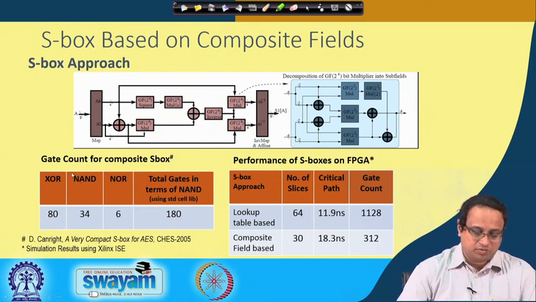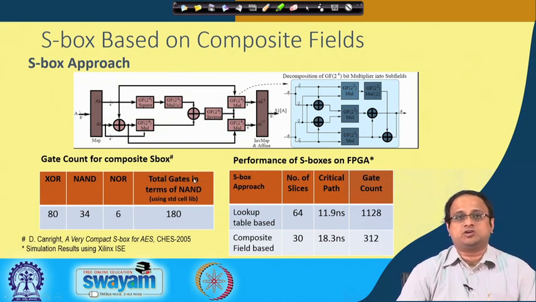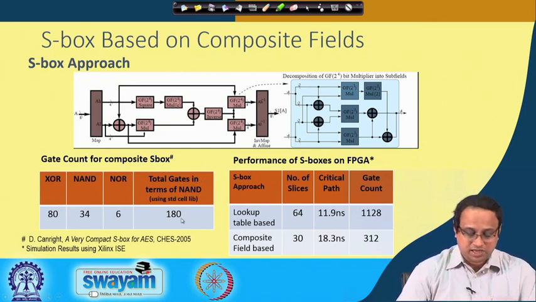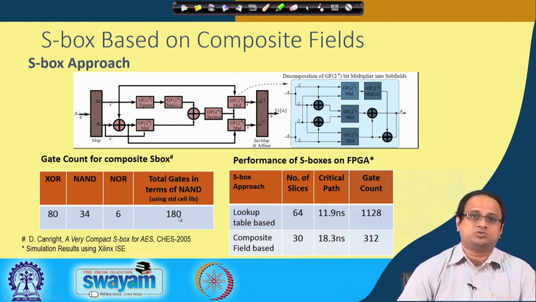For example, when measuring the gate counts for composite SBox implementations, here are some figures which have been provided to us. When you are calculating the composite SBox implementation, you can see the number of gates required for this design. The number of XORs is something like 80, the number of NAND gates is 34, the number of NOR gates is 666, and then the total number of gates in terms of NAND. This is called the gate equivalent, when you represent the entire gate requirement in terms of two input NAND gates. For standard cell libraries, it turns out to be 180, so around 100 to 200 gates you can do this design.